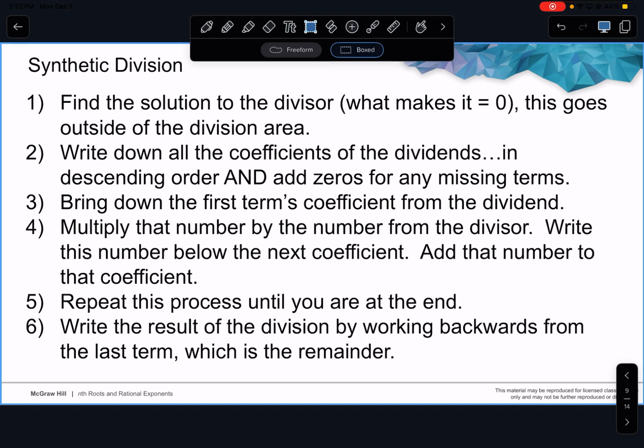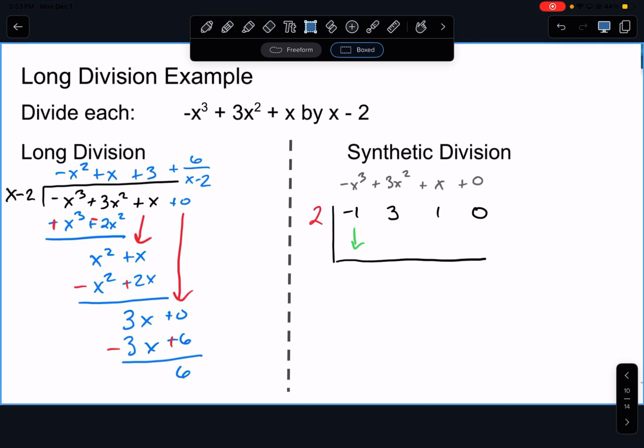I want you to take a couple minutes and read through that. Okay, read through those 6 steps. This process, I'm going to tell you right now, once you get it set up, it's pretty easy. The process of it, okay? The key is getting it set up and not forgetting anything, okay?